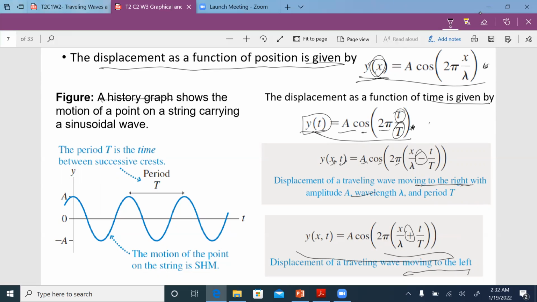When we say history graph, it means the graph that is telling us the whole history of the wave motion. So this is a typical sinusoidal graph, and the period is the same as the time between successive crests. Because it has successive crests, we can see the motion of the point on this string is simple harmonic motion.